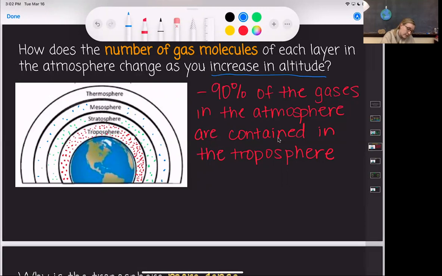And then there's very, very few gas molecules in the thermosphere because at this point we're almost in space. And we know that the space in space is not air. The space in space is empty space. Do you think I said space enough times in that? But that's why it's called space, because it's just empty space. It's a vacuum.